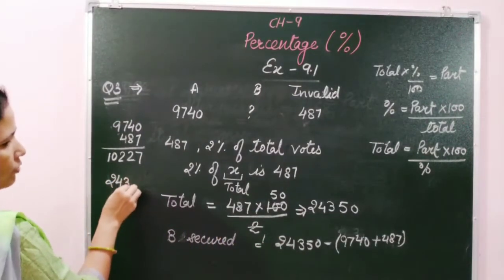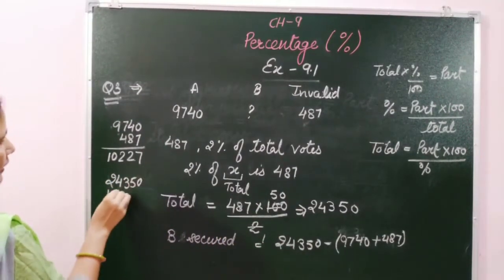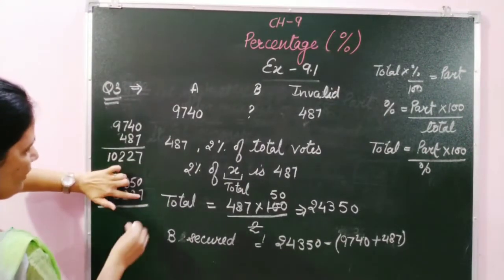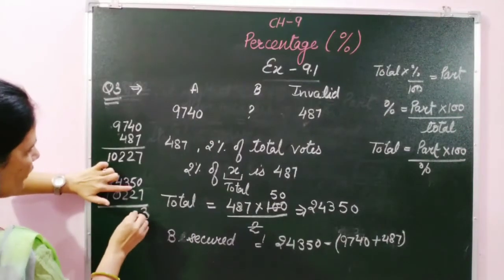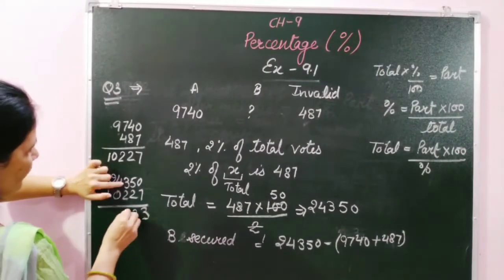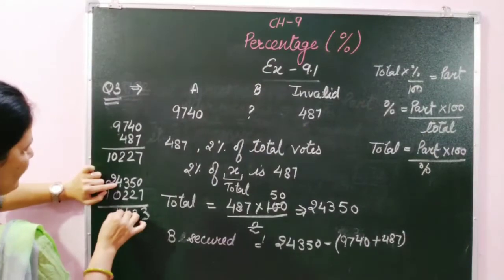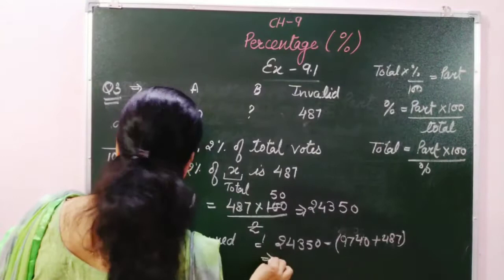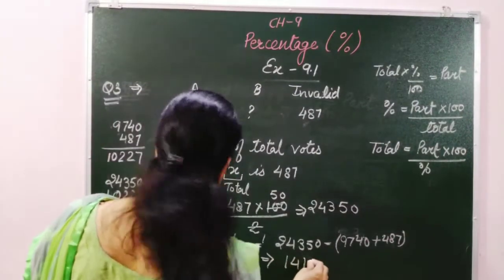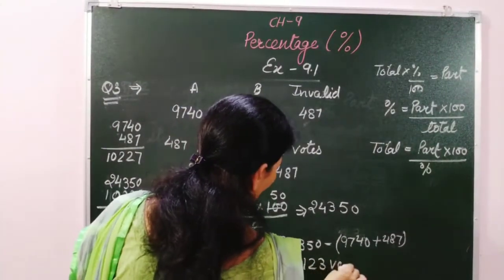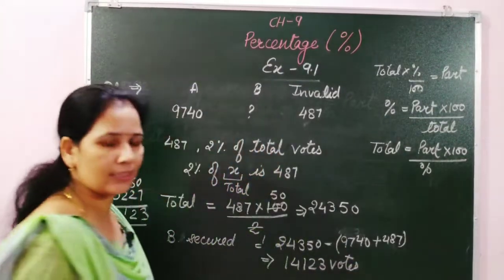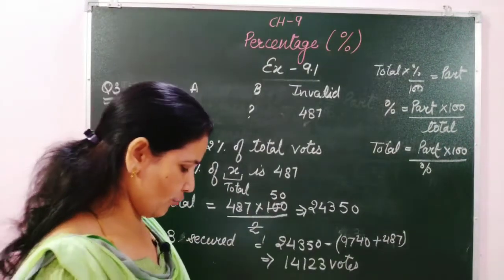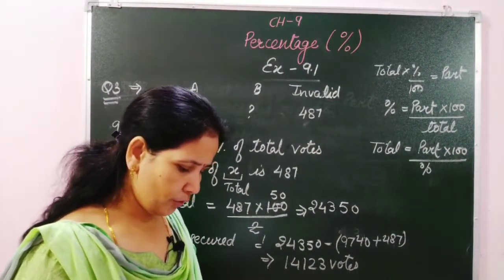Total is 24,350 minus 10,227. If you subtract this one, 10 minus 7, 3, 4 minus 2, 2, then 3 minus 2, 1, 4 as it is and 1. How many votes were secured by B? That means 14,123 votes. Okay, this is the second concept from here.